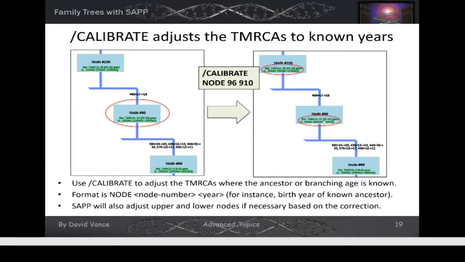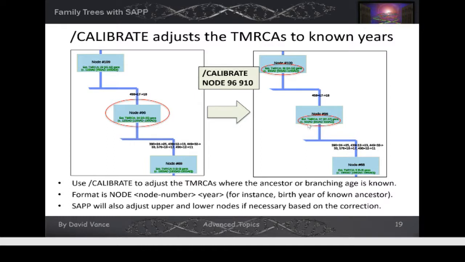And it even adjusts the generations back for that common ancestor to 37 based on a 28-year per generation estimate on average. So I would do that again if I know that that node represents a particular ancestor that was born there, or I know that for some reason SAPP's original statistically based estimate is wrong. I can adjust it later, I can adjust it earlier.